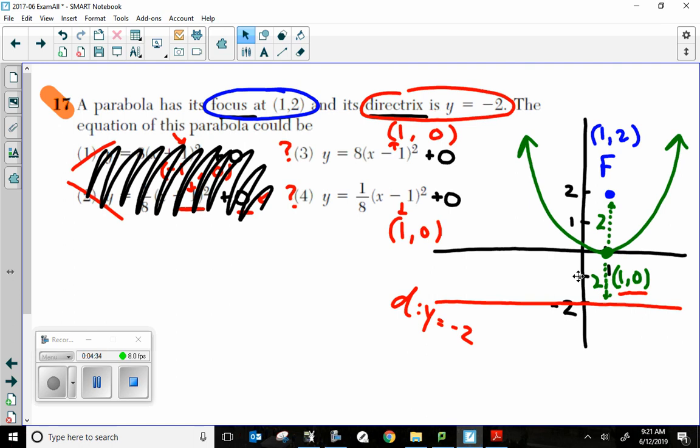So the last thing I need to know is I look at the difference between 3 and 4. And the only difference between 3 and 4 is my A value. That is the A value. How do I come up with the A value?